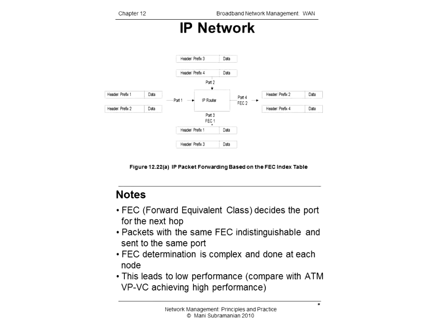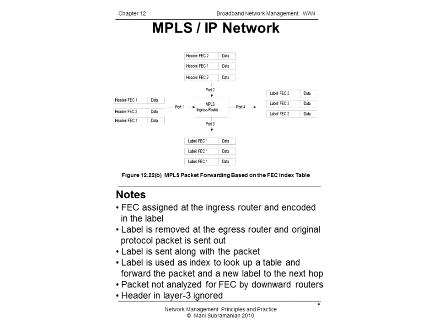Now in MPLS, the assignment of FEC to packets is done once at the ingress router. So all the packets that belong to a particular FEC are assigned the same path, or we can say paths in case of multi-path routing, leaving the node, and this is shown in this figure, that is MPLS packet forwarding based on FEC index table, figure 12.22b.